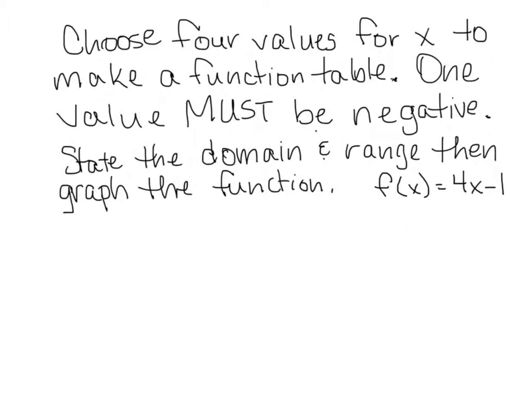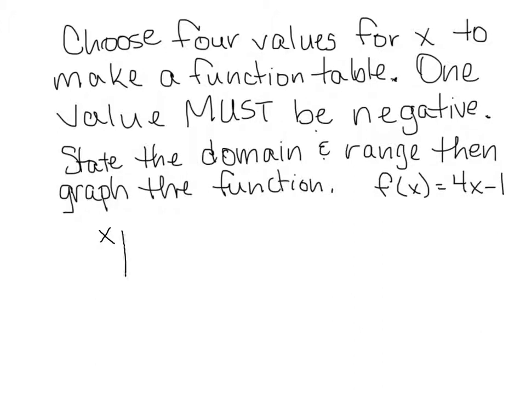Next, we're going to review choosing 4 values for x to make a function table. One value must be a negative. Then you will state the domain and range and graph the function. So your function table, remember we talked about how do I pick my numbers? You pick your numbers like you pick your nose, randomly, and you also want to keep small numbers, something close to 0.